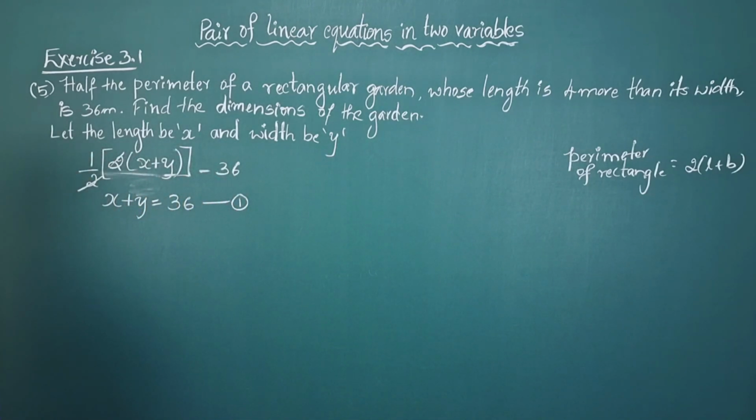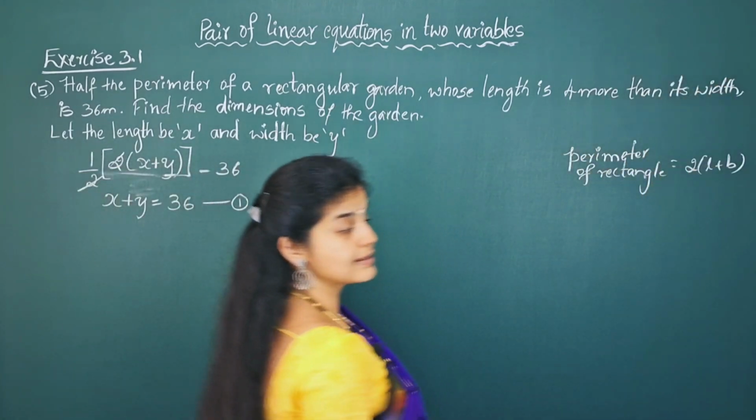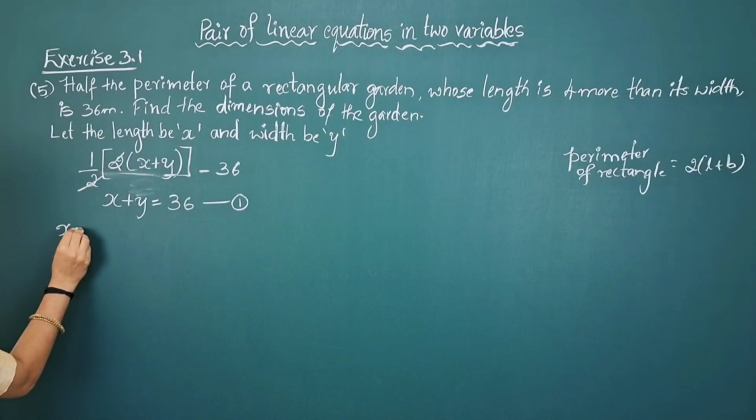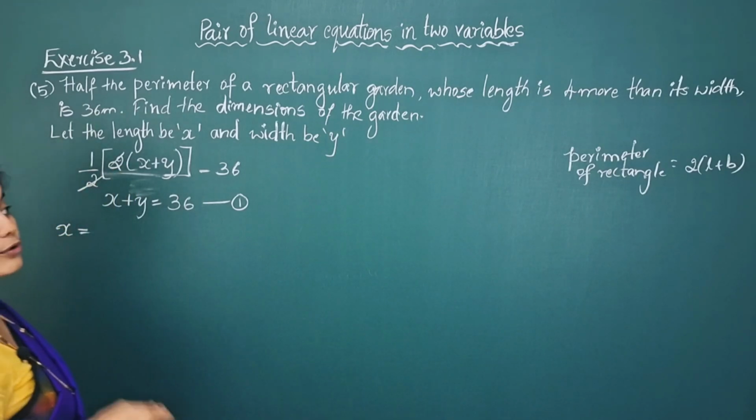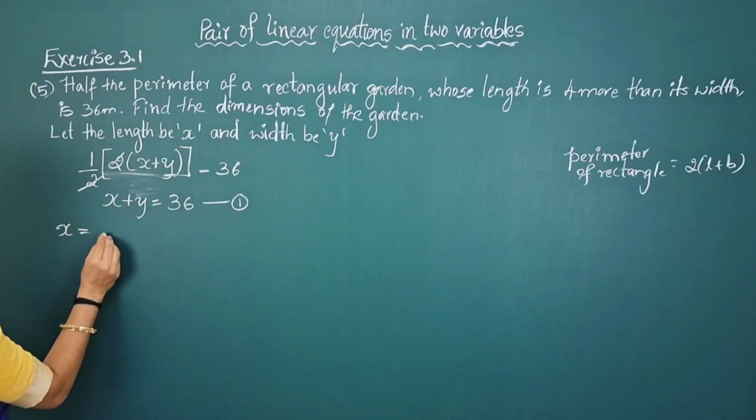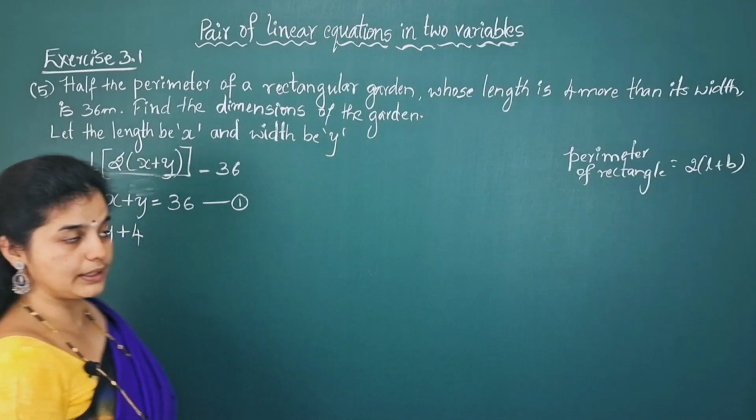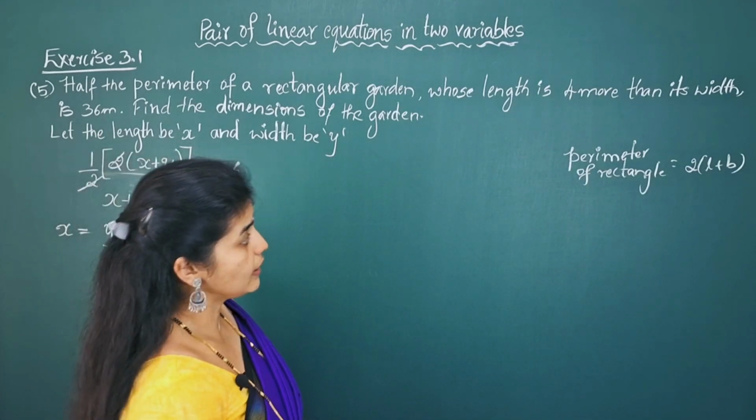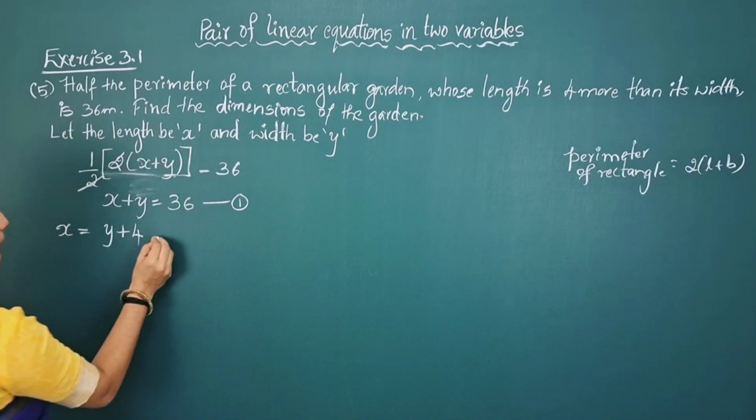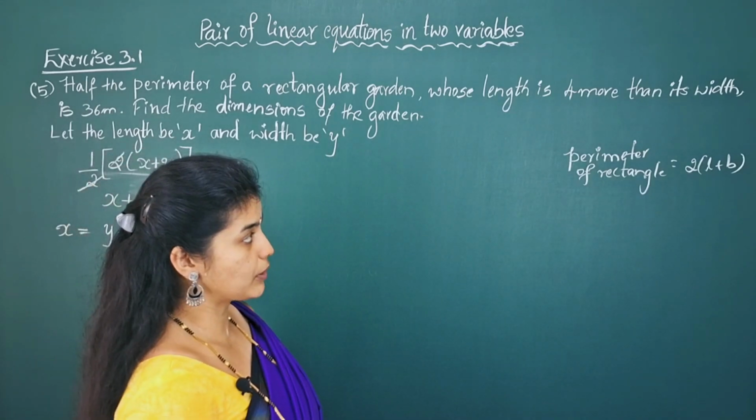Now they have also given us length is 4 more than its width. So we know length that we have taken as x. Now length is 4 more than its width. Width ಗಿಂತ 4 ಜಾಸ್ತಿ ಇದೆ. So you can write x is equal to y plus 4. ಯಾಕೆ ಅಂತ ಹೇಳಿದ್ರೆ length is 4 more than its width. Now this is our equation 2. ಇದನ್ನ equation 2 ಅಂತ ಹೇಳಿ ಬರ್ಕೊಂಡಾಯ್ತು.